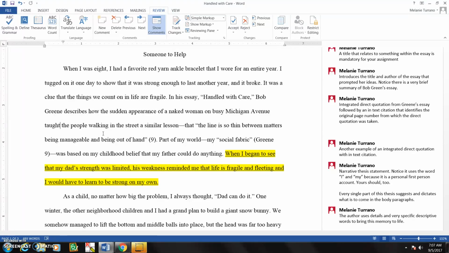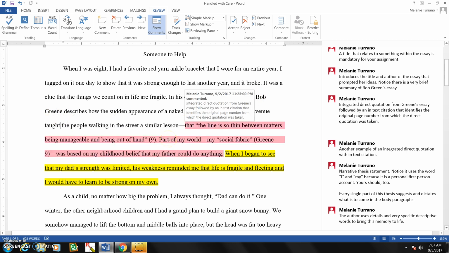Notice that she integrates this. You can do this in a number of ways. You can say Bob Greene wrote, or the author argued. Here she sort of blends it into her own sentence, but you must integrate quotations. Notice the in-text citation right here with just the page number, because above she already mentioned Bob Greene.